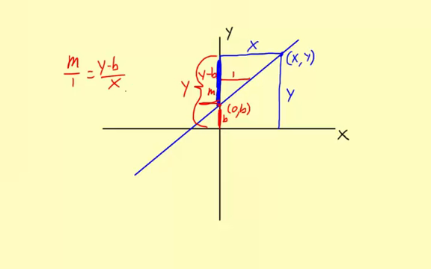Now let's cross multiply and solve this, write it in function form. So 1 times y minus b is just y minus b. And that equals m times x, which is mx. Now I'm going to add b to both sides. So y equals mx plus b. So this is the linear function in general form, and here is how we got it. We used similar triangles and dilated.